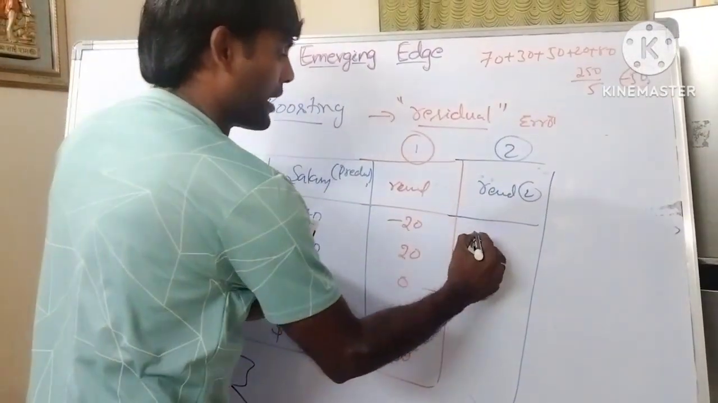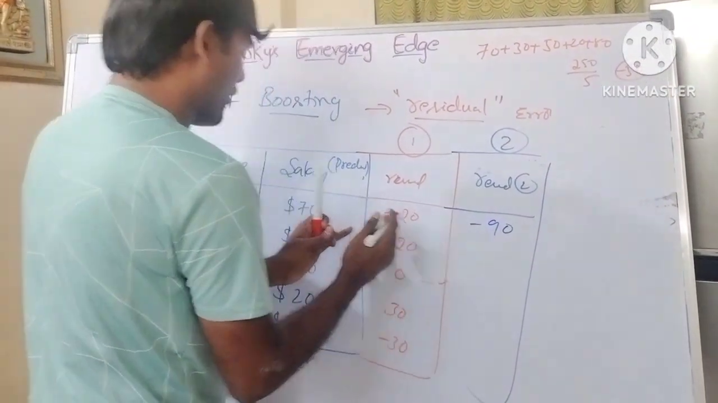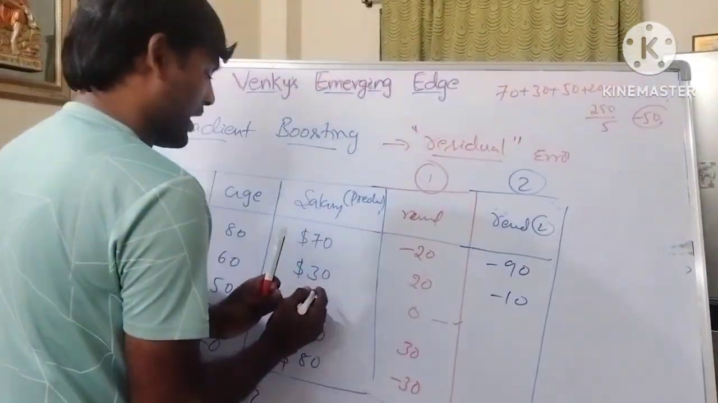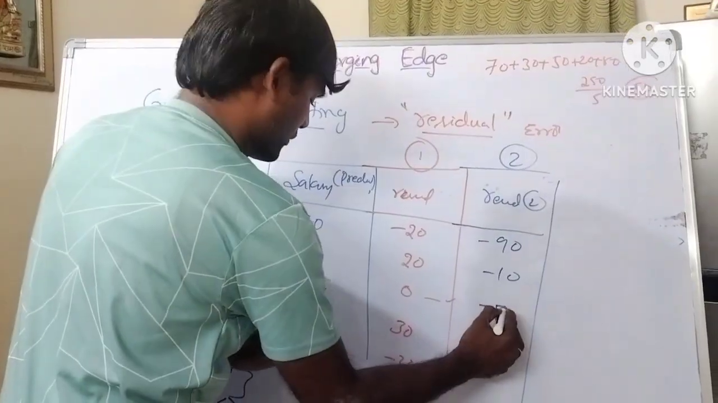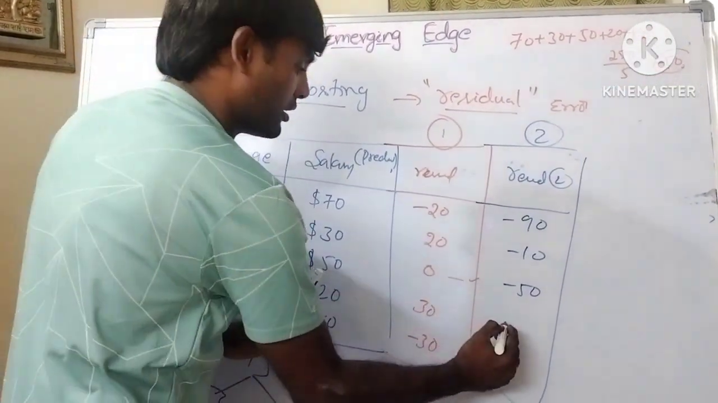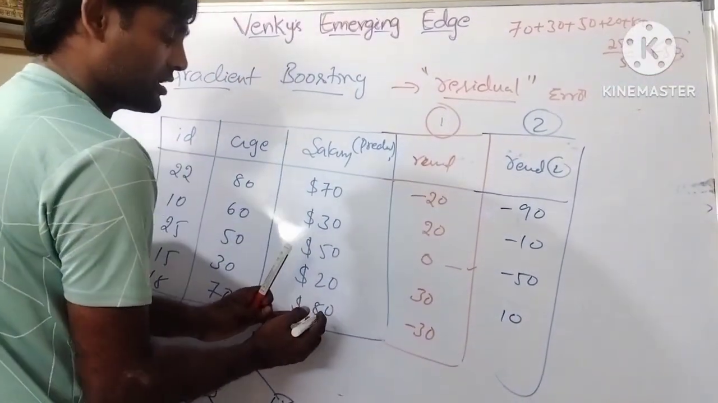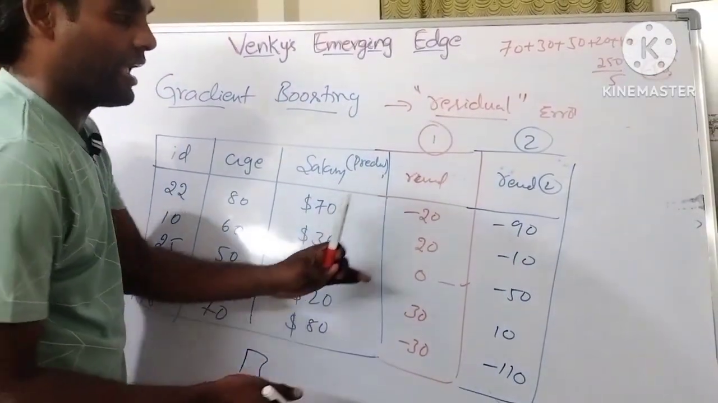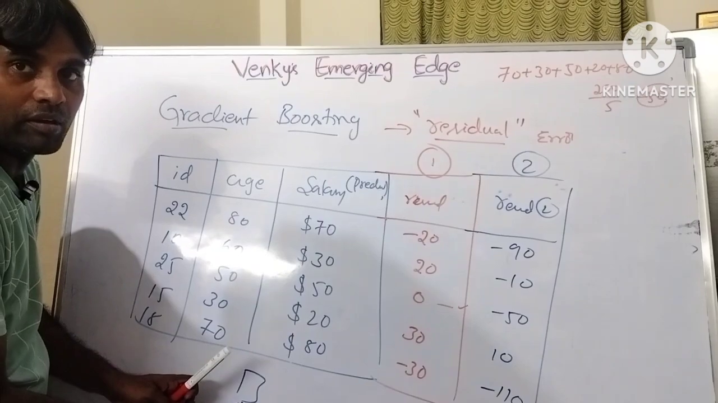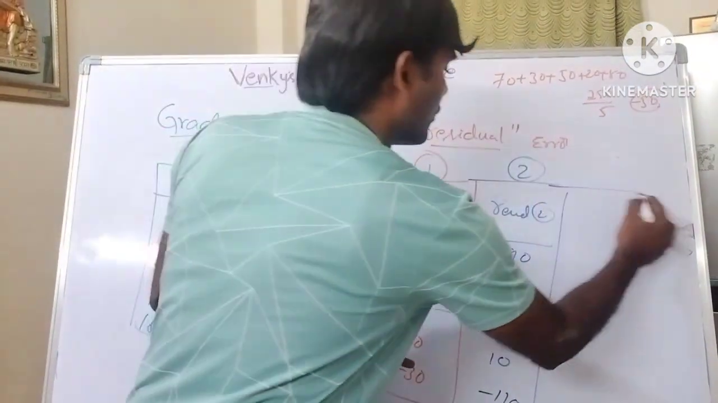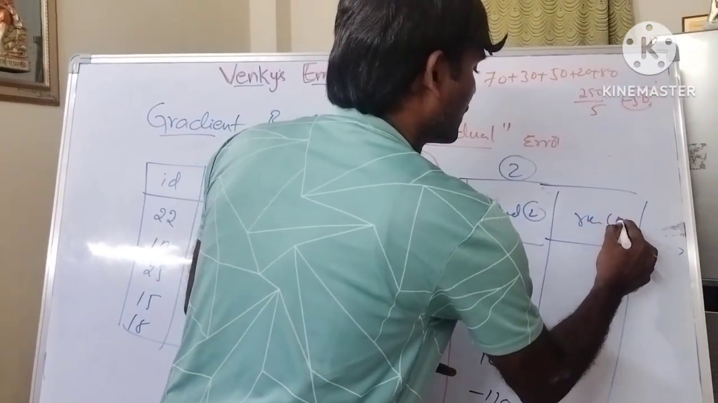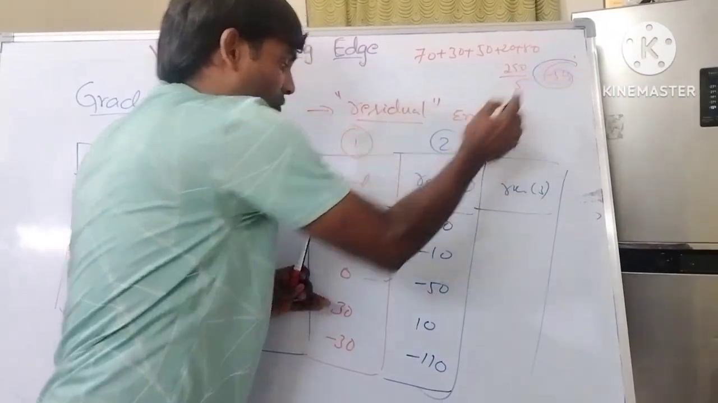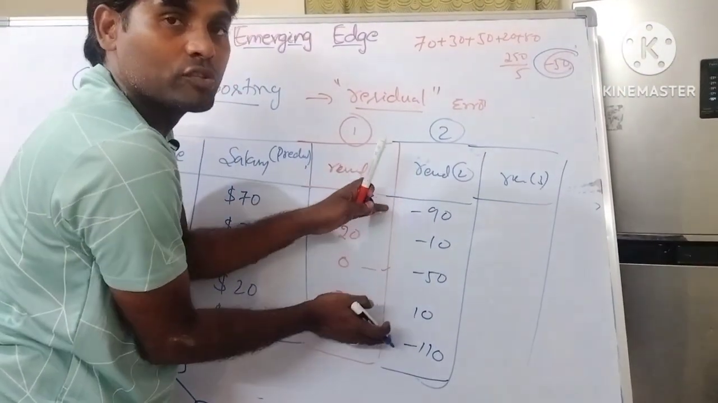That means minus 90. 20 minus minus 30, that is minus 10. 0 minus 50 is minus 50. 30 minus 10 is 10. Minus 30 minus 80 is minus 110. Again we go for a decision tree model. Next, again we find the residual tree, where we are matching the correct value with the prediction value 50. Where we match the 50 value, we stop the model.